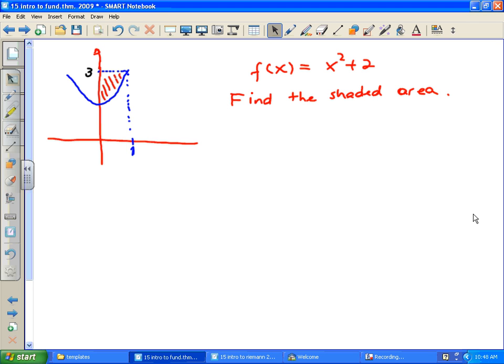First, I want to do some brainstorming. Any thoughts how we could approach this question, how we could find that shaded area? Yes, Sandra? Which is going to be base times height, right? I think that would work perfectly, don't you think?